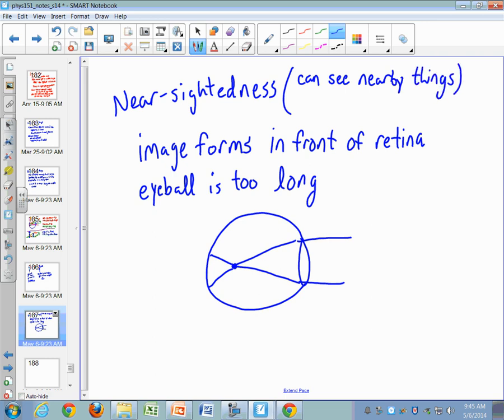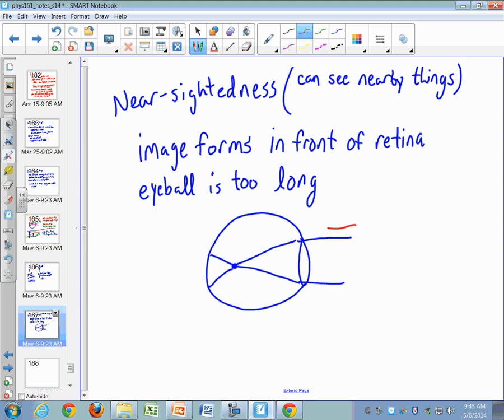I'll just leave it at that because that helps me to remember it. So nearsightedness means you can see nearby things. And then farsightedness would mean you can see far away things, but not the opposite. You'll follow me on this? So you can see nearby things, but not far away things. That's nearsightedness. You can use a diverging lens to correct this.